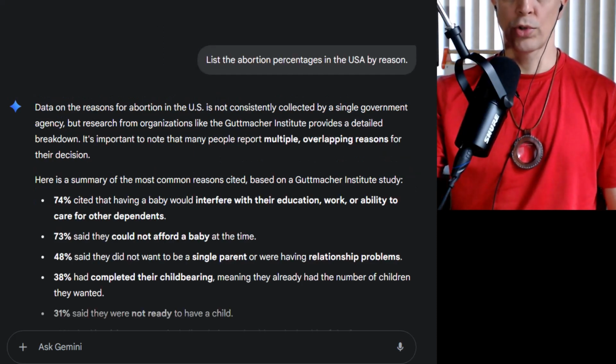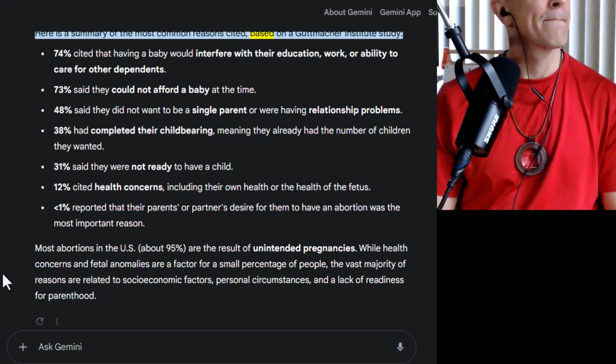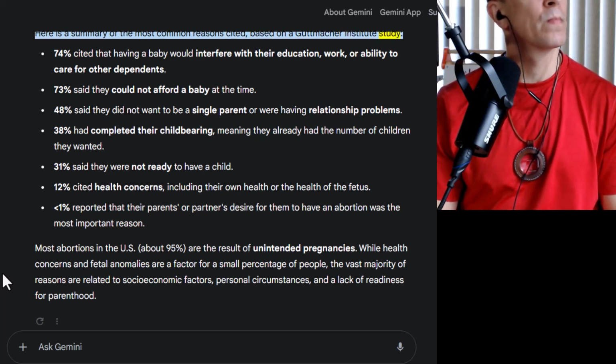List the abortion percentages in the USA by reason. Here is a summary of the most common reasons cited, based on a Guttmacher Institute study.